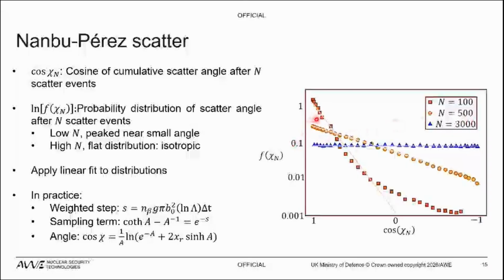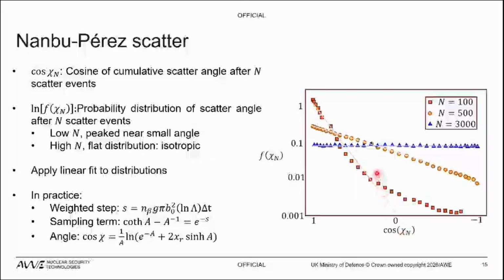But as we go to higher and higher scatters, this distribution gets flatter and flatter until by the time we get to 3,000 scatter events, we have a flat curve, which for this distribution and for this x-axis here corresponds to an isotropic scatter. So after many, many scatters, you can't tell what your original direction was because you have an isotropic distribution.